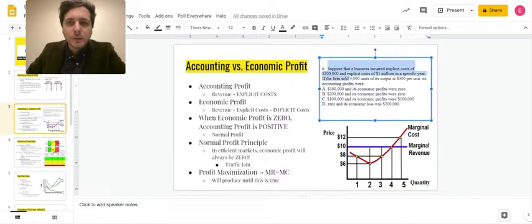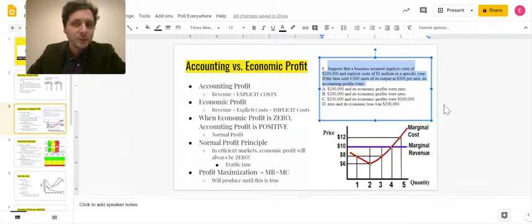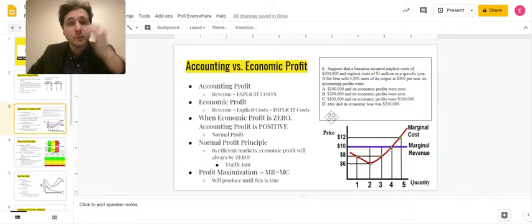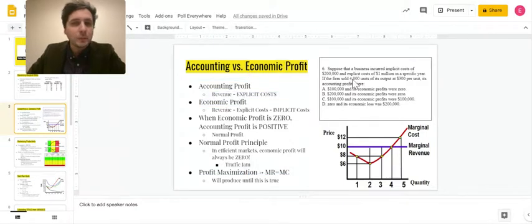Okay, so let's take a look at this example over here. Question 6 says, suppose that a business incurred implicit costs of $200,000 and explicit costs of $1 million in a specific year. If the firm sold 400,000 units of its output at $300 per unit, its accounting profits were... Well, first I have to find total revenue, right? Because that's how all these start, with revenue. So revenue is going to be price times quantity, 300 times 4,000. And that equates to $1,200,000 in revenue.